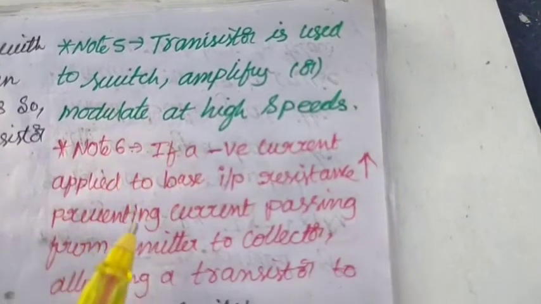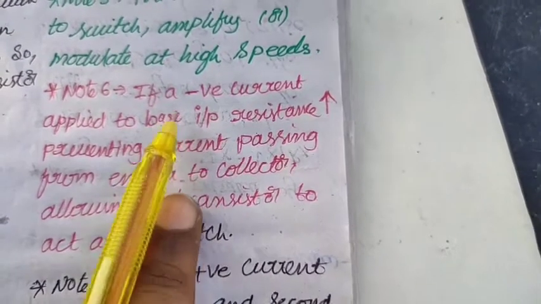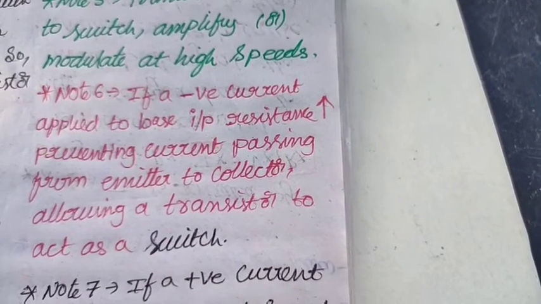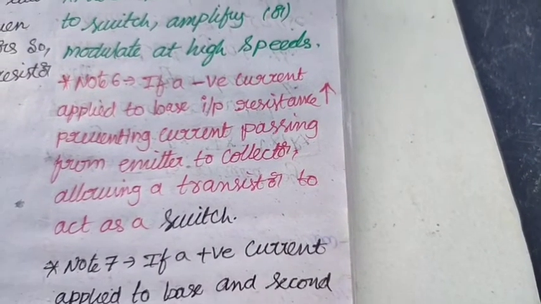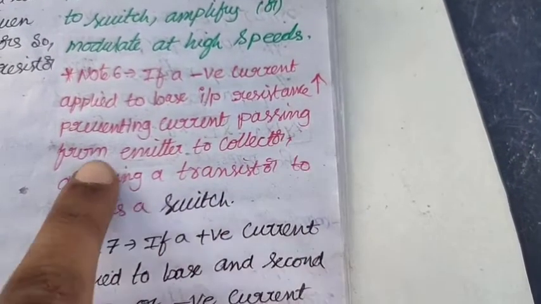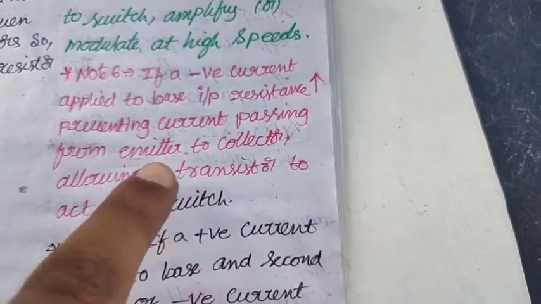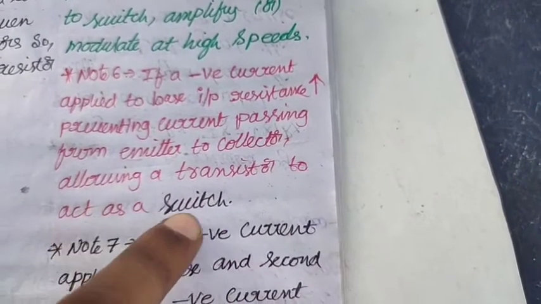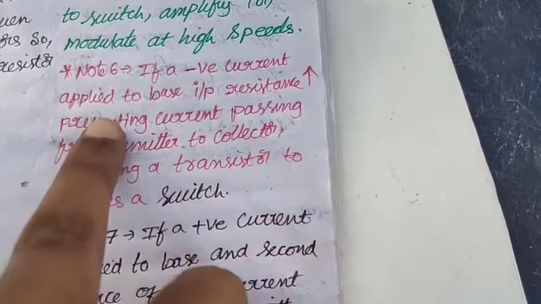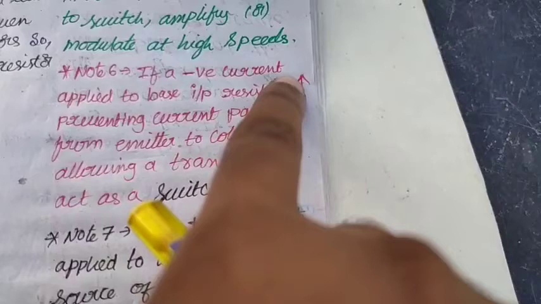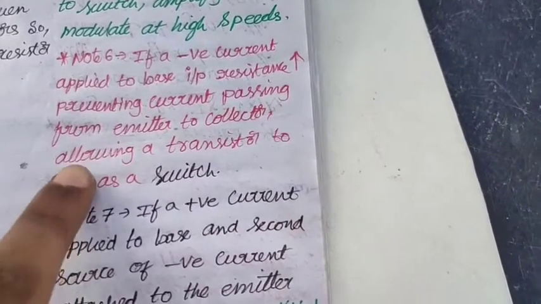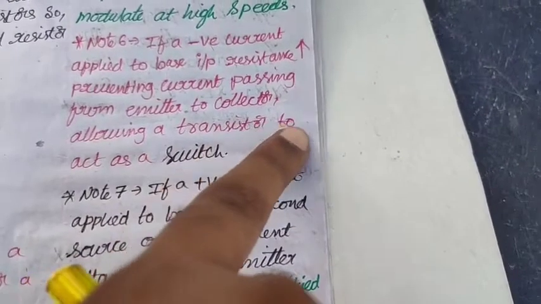Okay. Now, note point 6. If a positive current is applied to the base, the input resistance increases. This increased resistance prevents current flowing from emitter to collector, allowing the transistor to act as a switch. How does a transistor act as a switch? If you apply negative current to the base input, resistance increases. If resistance increases, it means current passes. So it acts as a switch.